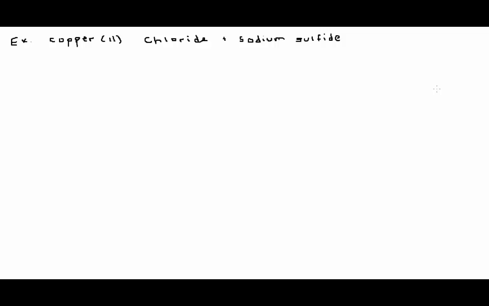So here is your example problem. It tells you that copper(II) chloride reacts with sodium sulfide. So let's actually look at what your products are going to be first. So copper is now going to form a new compound with sulfide. So it's going to be copper(II) sulfide. And sodium is going to form a new compound with chloride. So it's going to be sodium chloride.